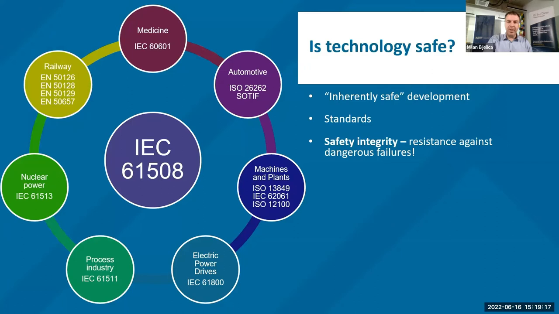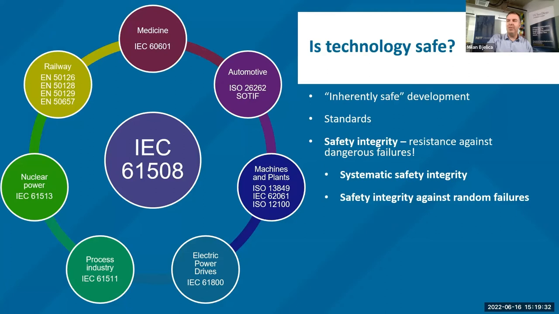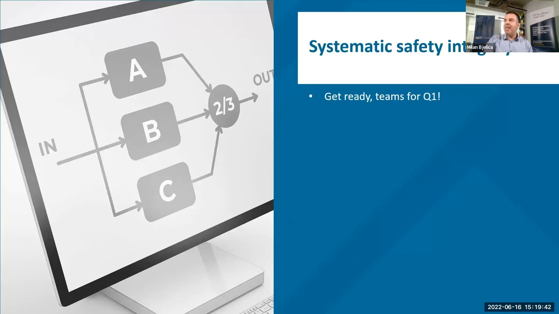We have two parts of that I'm going to share with you. One is systematic safety integrity, and the other is safety integrity against random failures. These are ultimately different things, but based on the terminology and wording, I want you to try to imagine what this might be. So, the systematic safety integrity first.